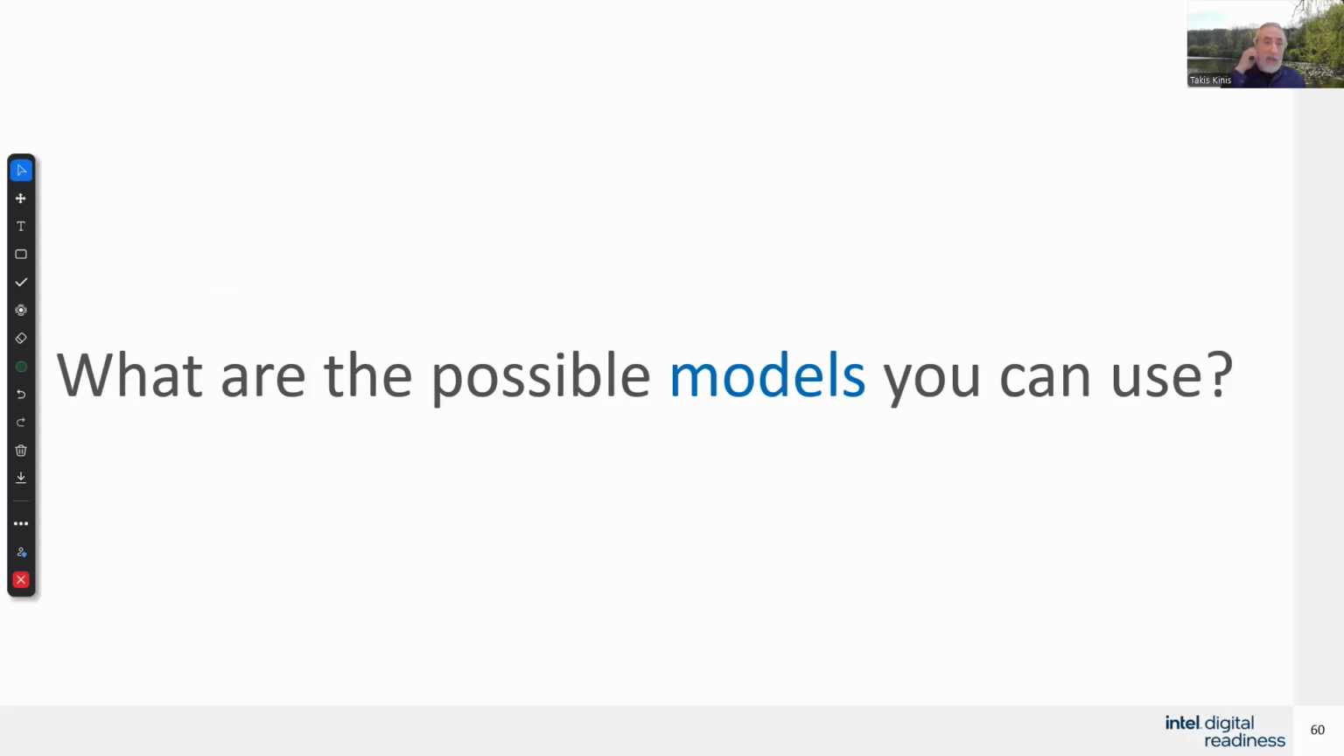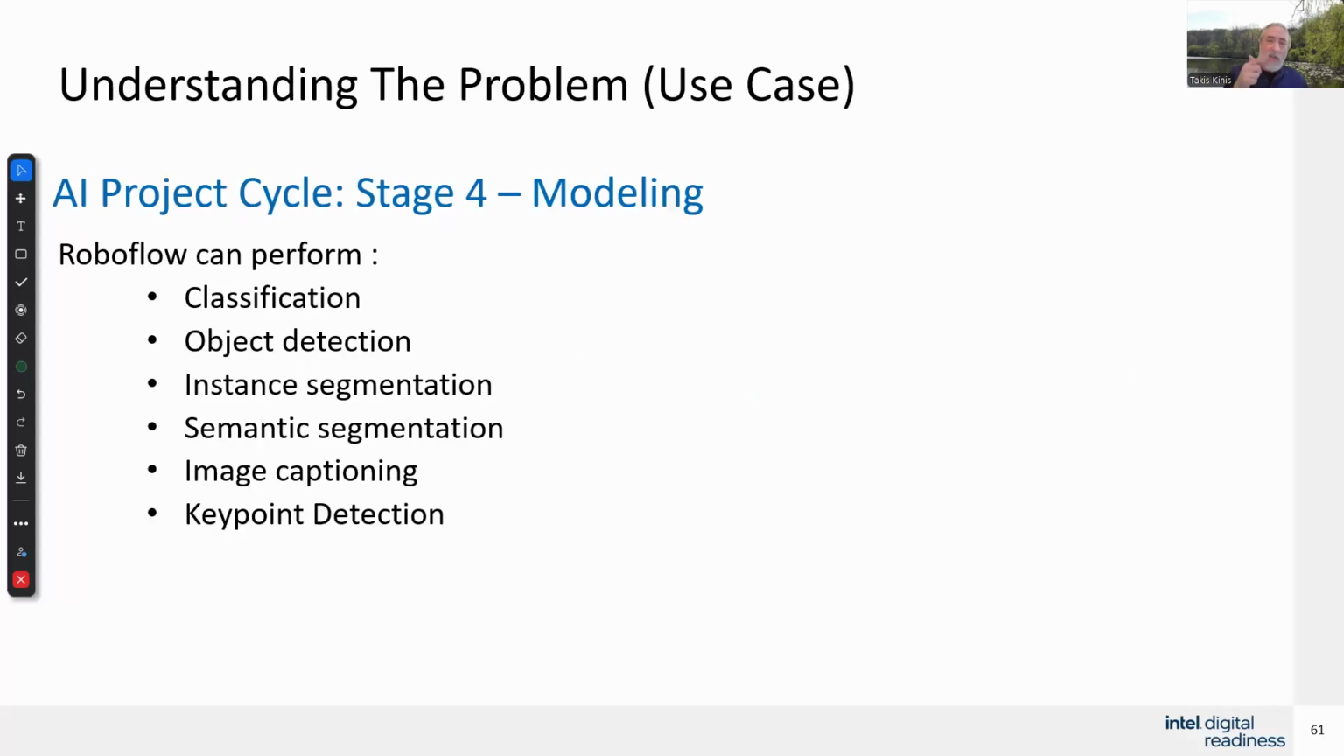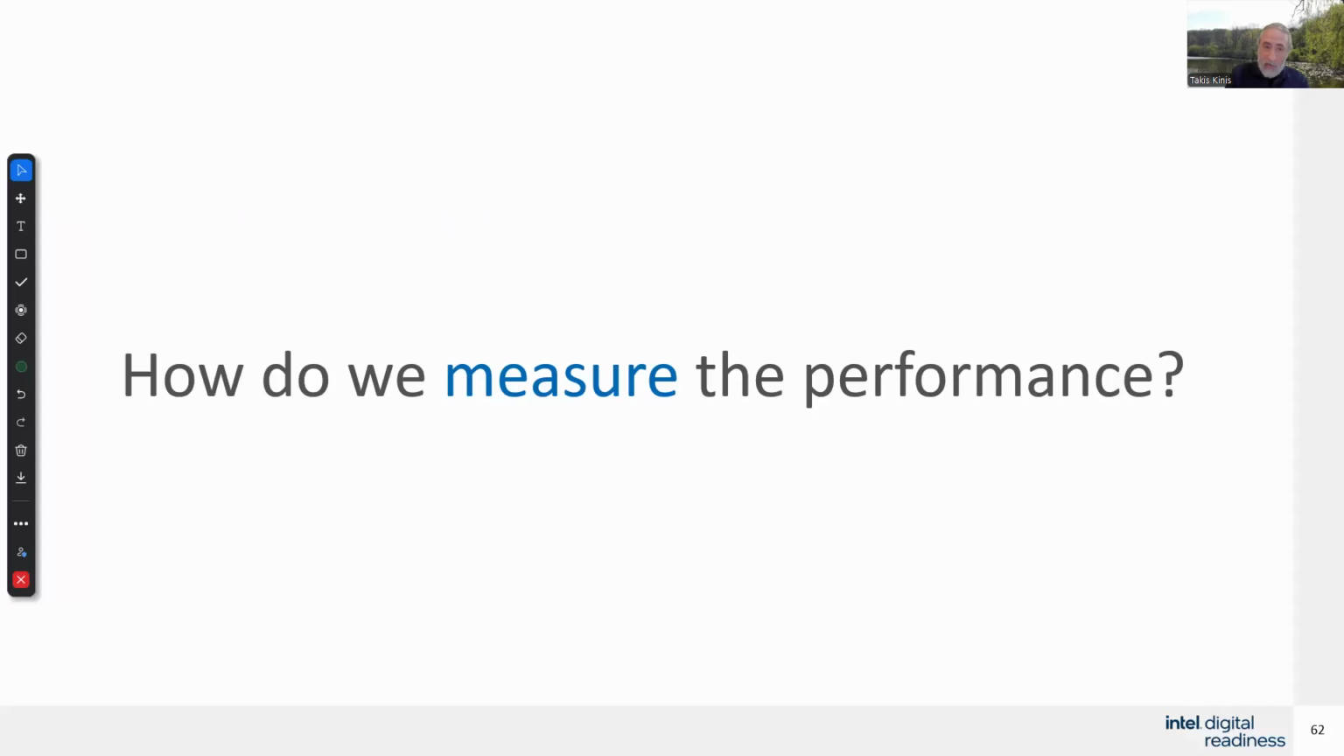Do we have models that we can use? So here's the interesting thing about this product. It can do a bunch of this kind of stuff automatically. It can classify and do object detection. It can segment in an instance, or it can do semantic segmentation. And all of this stuff can work inside this product. And this is one of the reasons that the product is so darn powerful.